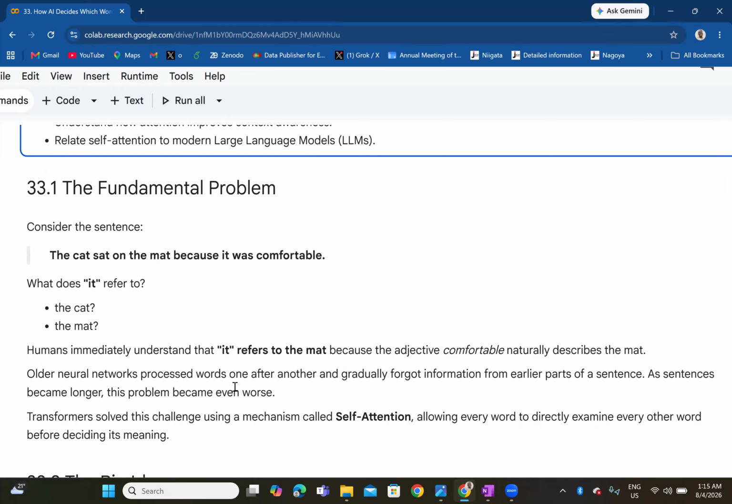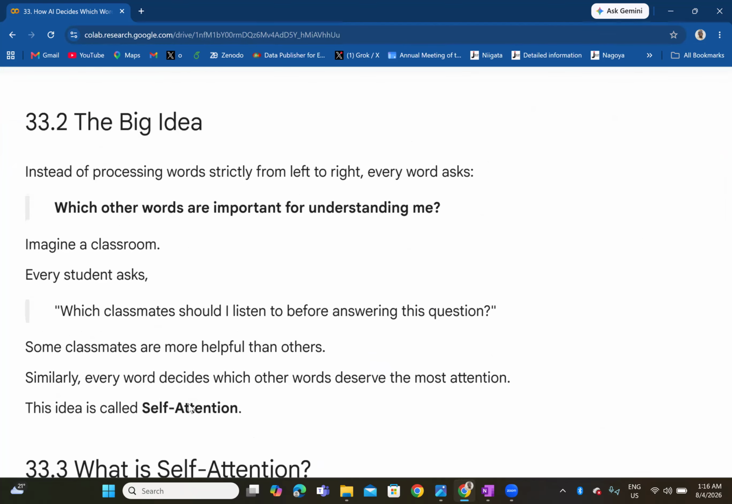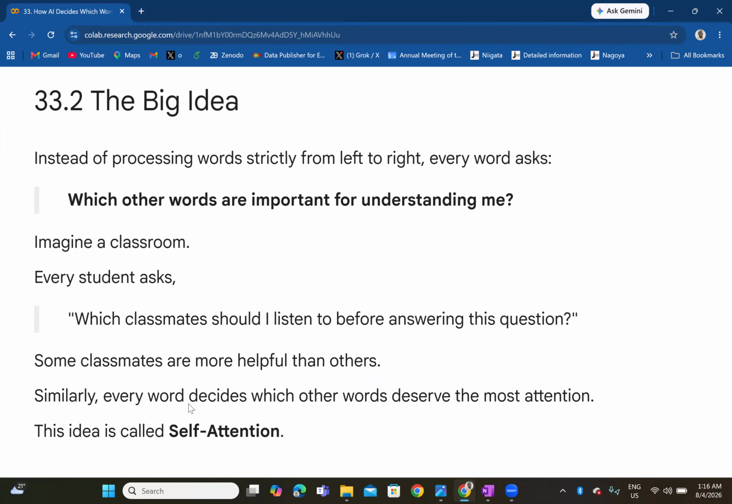Older neural networks processed words one after another and gradually forgot information from earlier parts of a sentence. As sentences became longer, this problem became even worse. I mean, in a previous video, we had seen how there's a context window, and once the context window is saturated, earlier words are pushed out. That can lead to losing the idea of the overall context when words become so many. So transformers solved this challenge using the mechanism called self-attention, allowing every word to directly examine every other word before deciding its meaning.